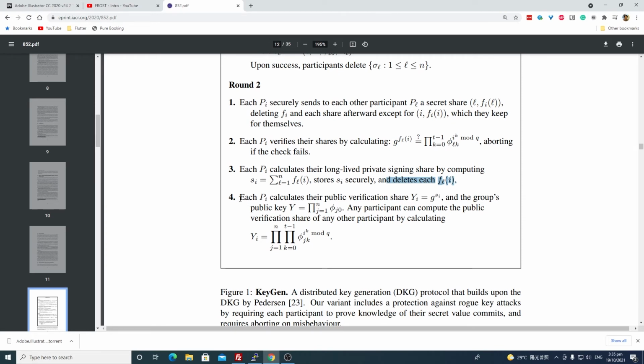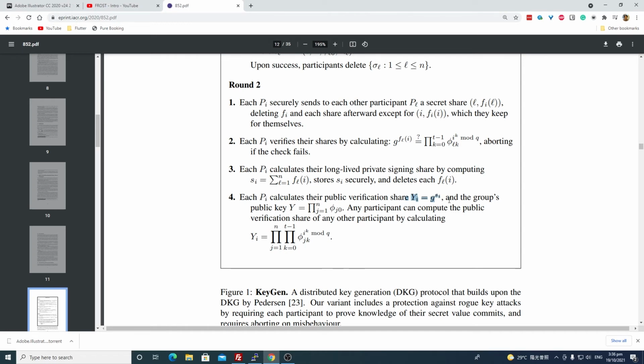And now, that's your share of the secret. But the trick here, of course, is that nobody has the secret. But everybody's still able to derive the public value that corresponds to that secret, the public group secret. Each participant calculates their public verification share. Okay, so that's where we are. By just multiplying that secret by s_i. Okay, that's fine.